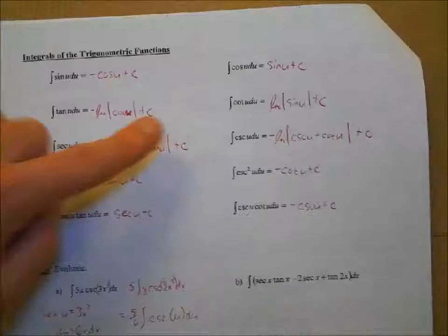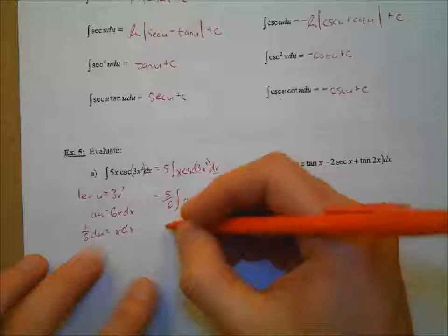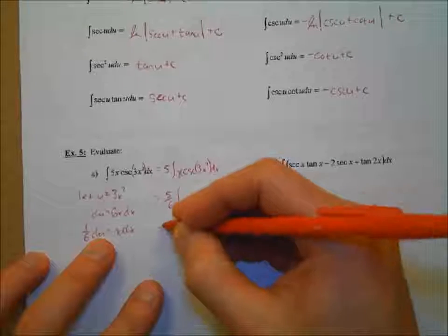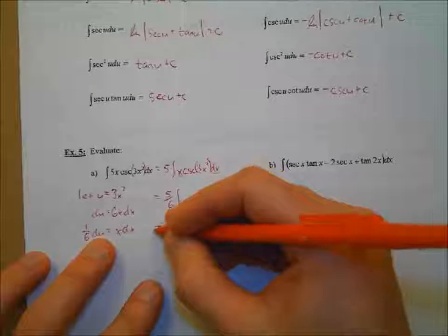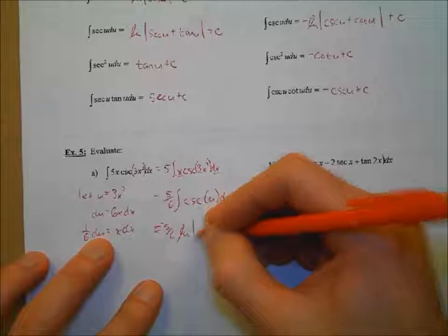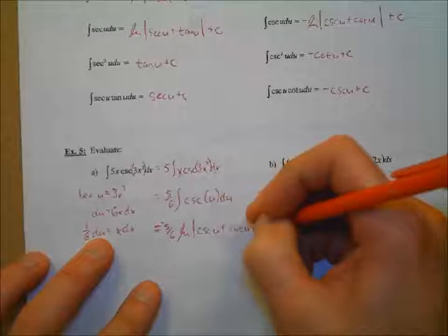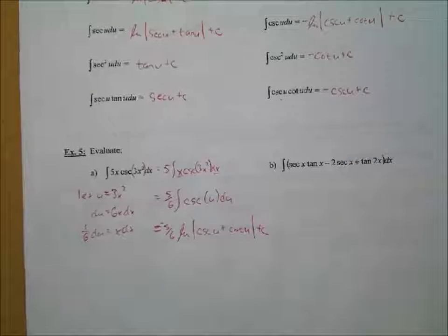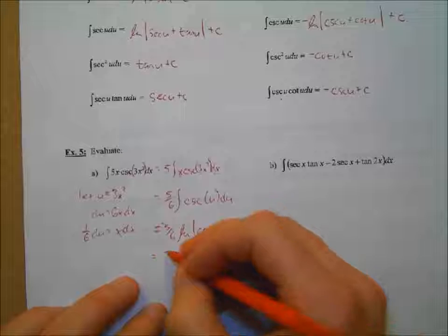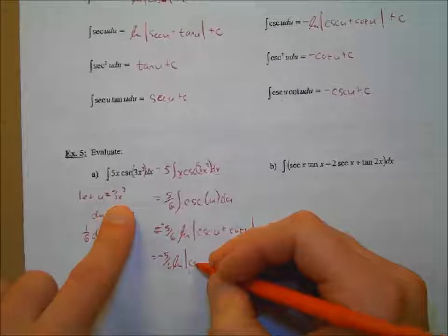Okay, and what is the integral of the cosecant? Well, we just did it, right? Negative natural log of cosecant u plus cotangent u plus c. So negative 5/6, I guess I'll say. Okay. Natural log of the absolute value of cosecant u plus cotangent u plus c. And then we'll substitute in our u.